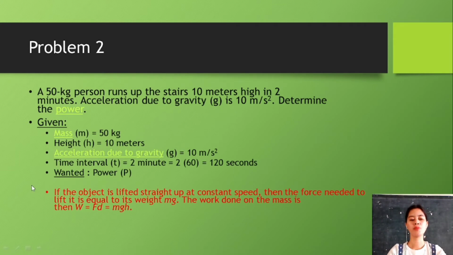Now take note. If the object is lifted straight up at constant speed, then the force needed to lift it is equal to its weight, or mass times acceleration due to gravity. The work done on the mass is then work equals force times distance equals mass times acceleration due to gravity times height. Height is the distance, and mass times acceleration due to gravity is the force.